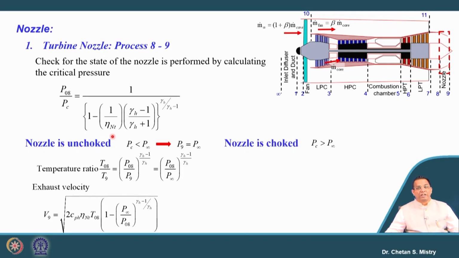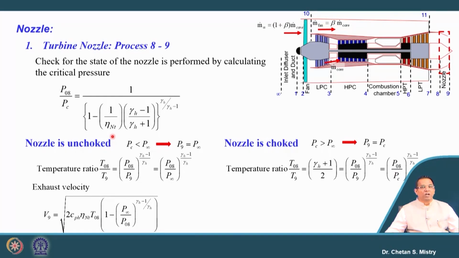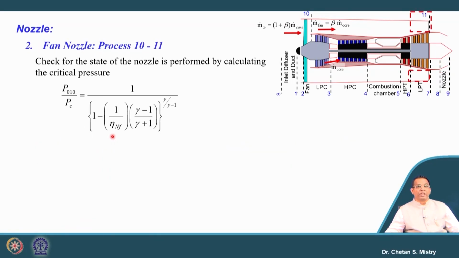Similarly, suppose I consider a choked nozzle, where my critical pressure is more than the atmospheric pressure. Under that configuration, our exit pressure will be equal to the critical pressure. Similarly, we can calculate our temperature ratio and what our exit velocity will be. In line with that, we can do our calculation for the fan nozzle.